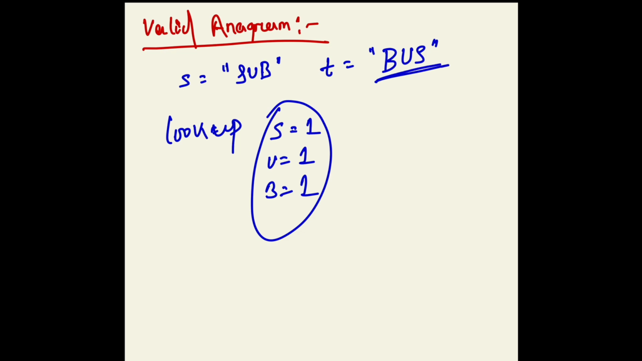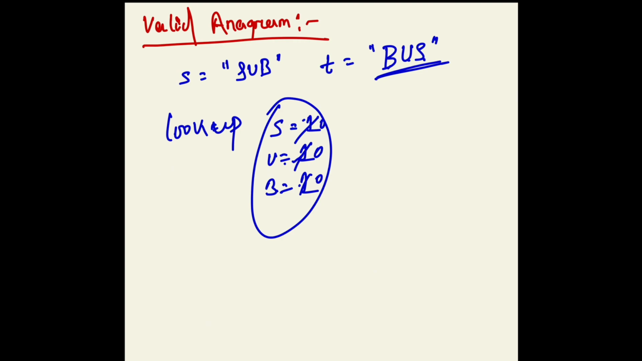We'll check each character, whether this character is present in this lookup map or not. So first b is present one time. It is true. We'll reduce the count. Again it will become 0. Again u is present, which is 1. We'll reduce it to 0. Again s comes, and we reduce it to 0. So all the characters of t are present in s. So this is an anagram.